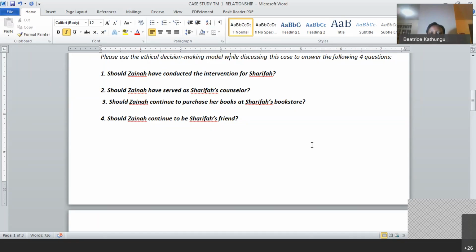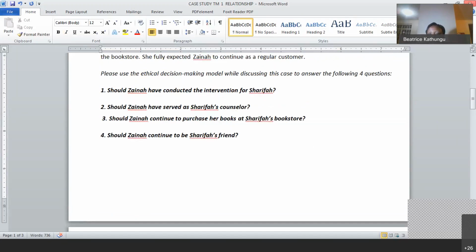What about when they got into the treatment center, now agreeing to serve as the counselor of Sharifa, who was her friend and customer at the bookstore, and whose husband was also a friend of the husband of Zaina. And both of them had children in the same school. So do you think that was ethical? Yes, let's have more contributions, please.